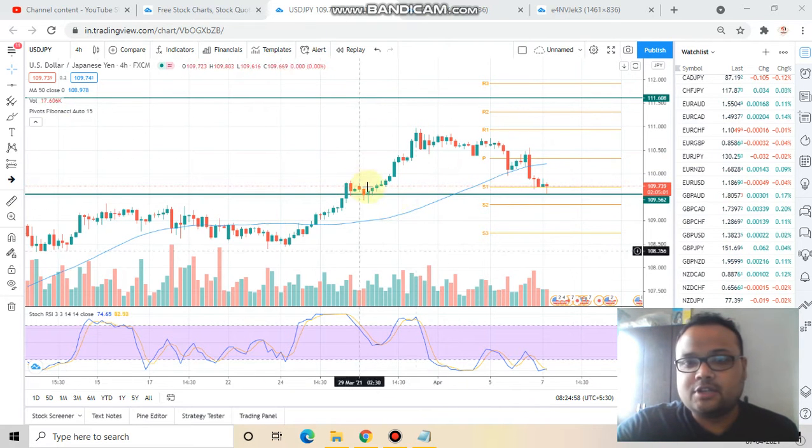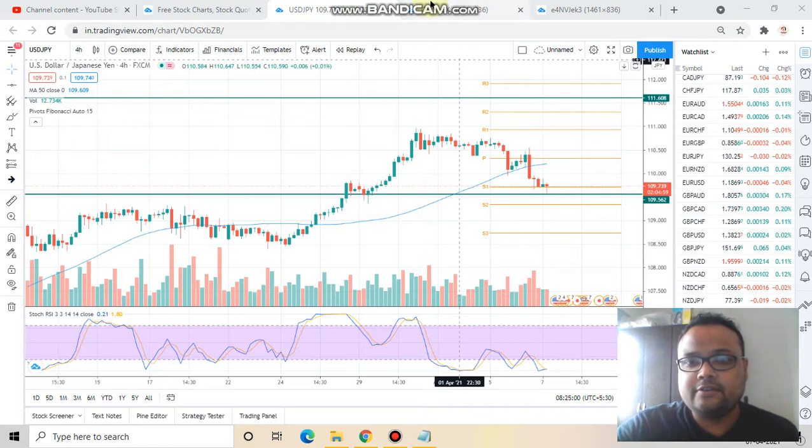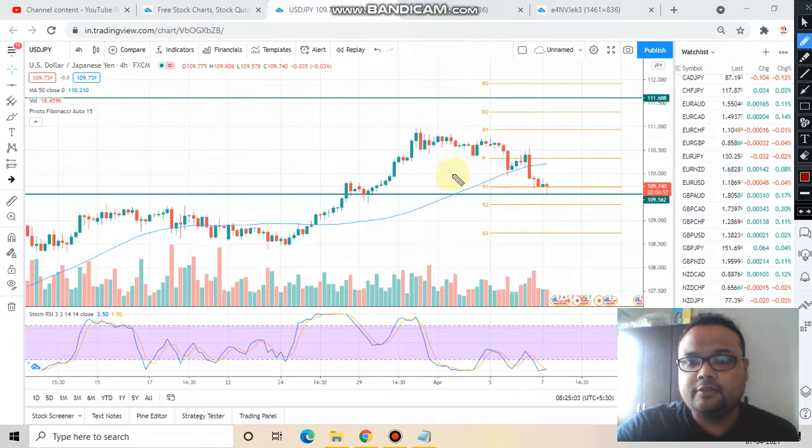So this is the present chart of US dollar Japanese yen. As we can see right now, the market is trading below the 50 moving average. Okay, and market is trading at 109.74. This is the current price of the US dollar Japanese yen.